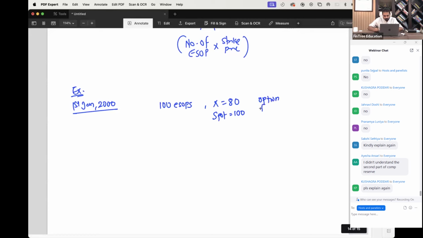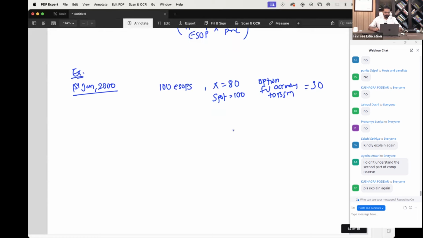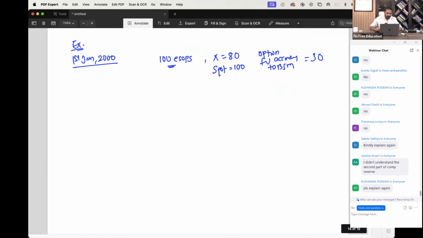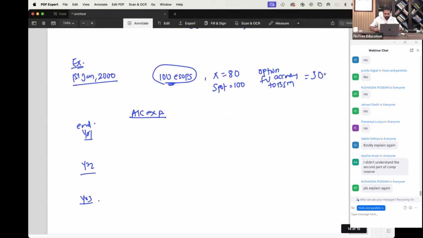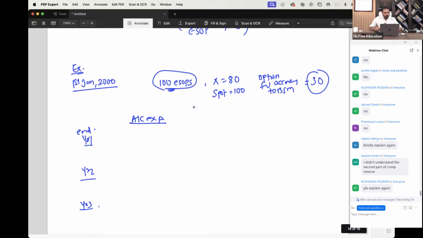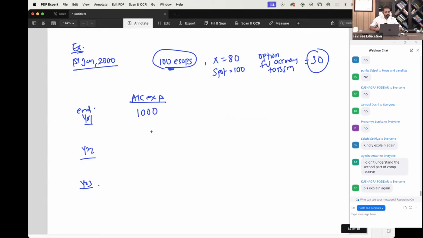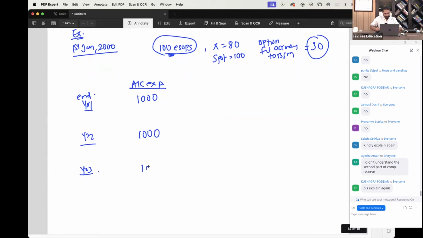Option fair value, according to Black and Scholes model, is 30. All right. Now I have to do accounting for it today. How will I do the accounting? So this is year 1, year 2, year 3. Year 1, remember this is year 1 end. My accounting expense is going to be 100 ESOPs into 30. Total is how much? 3000. Year 1 accounting expense is how much? 1000. Year 2, 1000. Year 3, 1000.